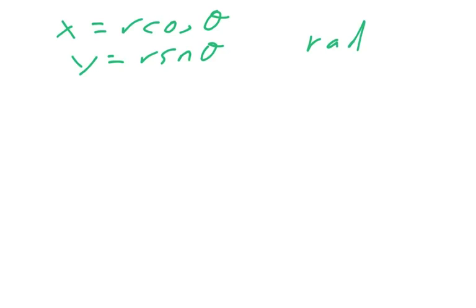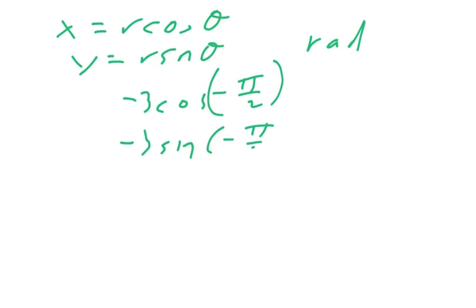For number 15, x equals r cosine theta and y equals r sine theta. Now because this is in radians, you want to make sure you change your mode to radians and do -3 cosine negative pi over 2 and -3 sine negative pi over 2. The first one gives me an answer of 0, and this one gives me 3, so my answer is 0, 3.